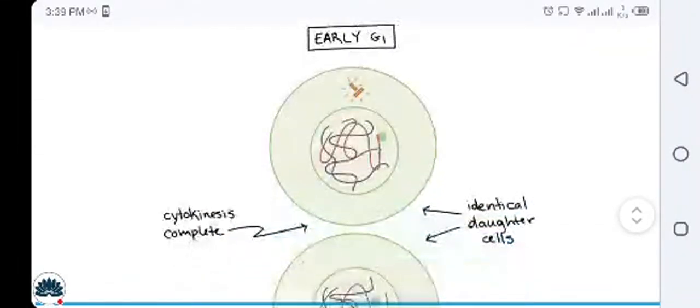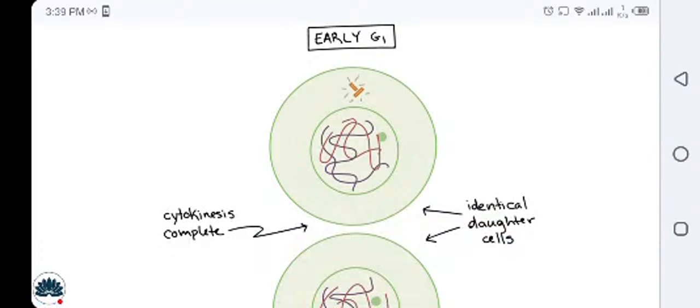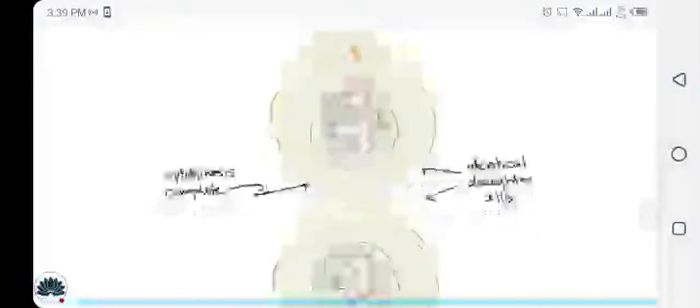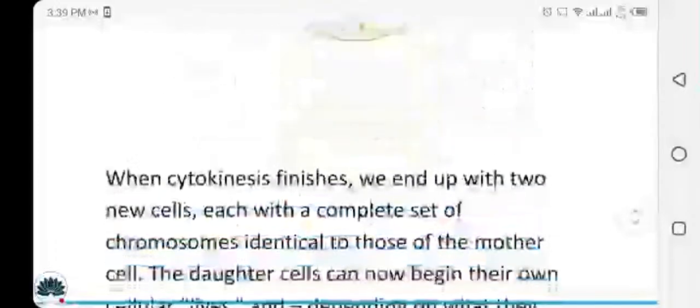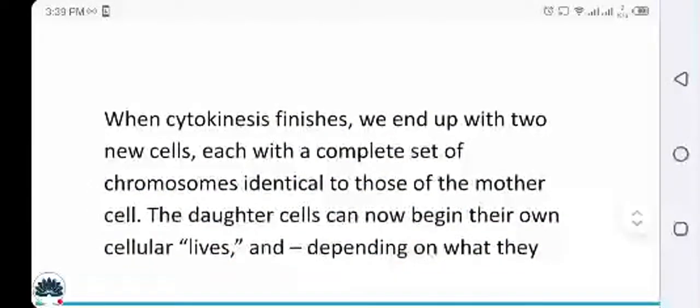Okay, so this is the G1 phase where you can see. Sorry for that, I'll show you the diagram. Okay, so now after the telophase, again the G1 phase begins, where cytokinesis is done and the two identical daughter cells are formed. And now the G1 phase again starts, right? And this is how the cycle continues.